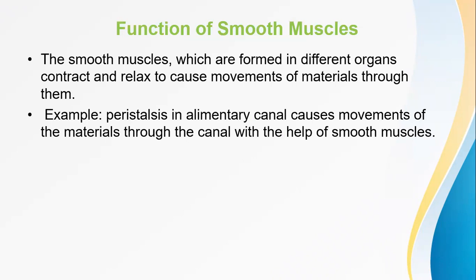The function of these smooth muscles: the smooth muscles which are found in different organs contract and relax to cause movements of materials through them. So the movement of materials through various organs within the body systems is enhanced by the smooth muscles. For example, the peristalsis in the alimentary canal causes movement of the materials through the canal with the help of these smooth muscles.